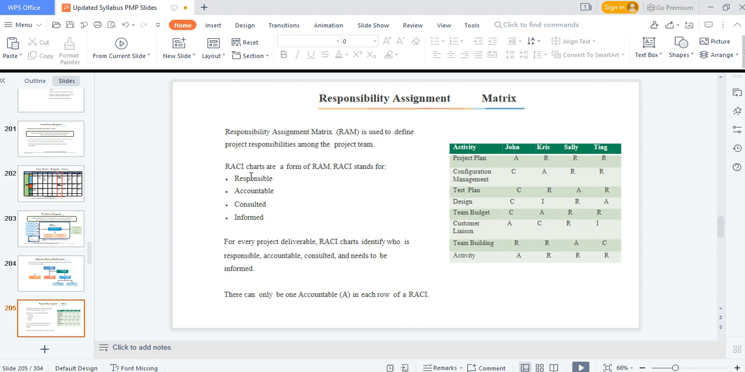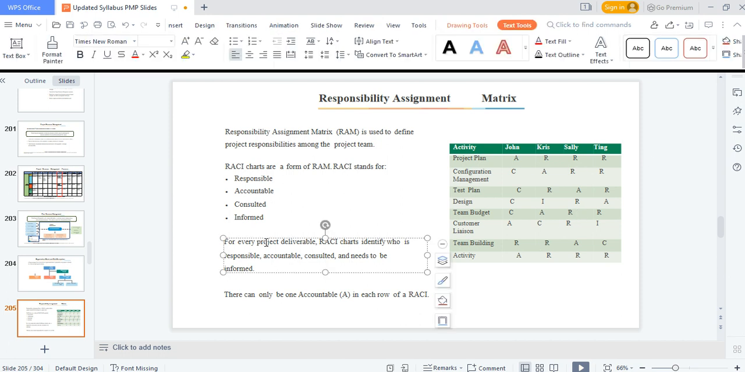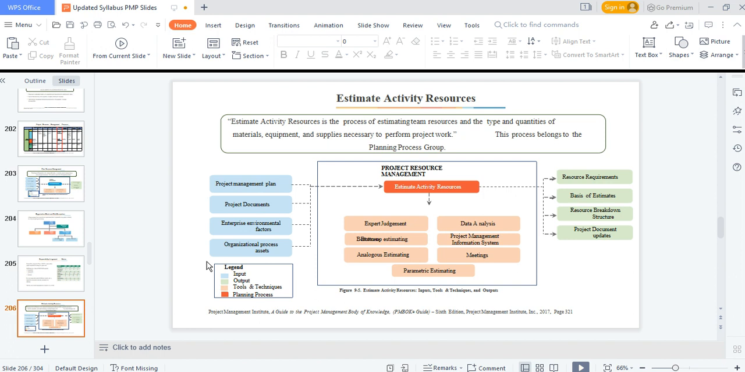Somebody is responsible for that, and somebody is also accountable for that. Are we together? So look at this responsibility assignment matrix. You have different activities. You have John, you have Chris, you have Sally, you have Tink. These are four different persons. So for the project plan, this person is accountable for it. This one is responsible for it. This one is responsible for it. This one is responsible for it. For configuration management, like you see, right? So you can use the RACI matrix to tell people what they are in charge of doing at every point in time.